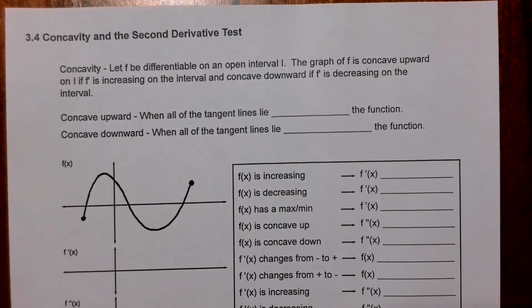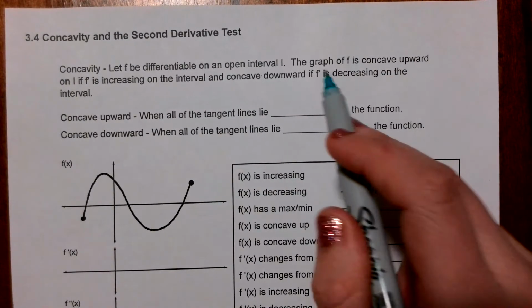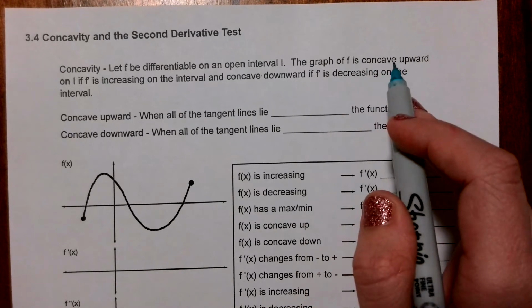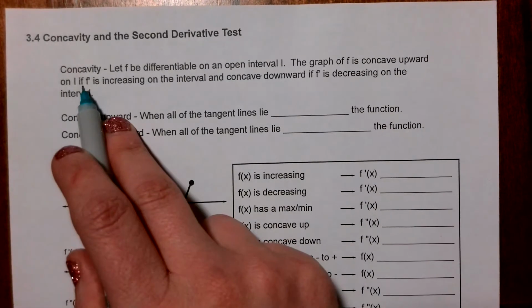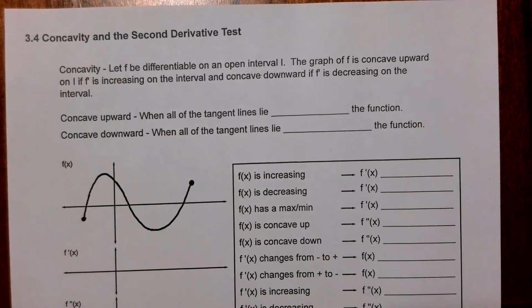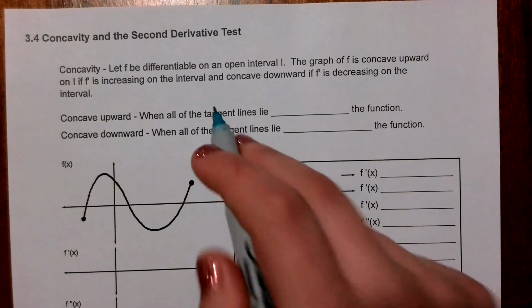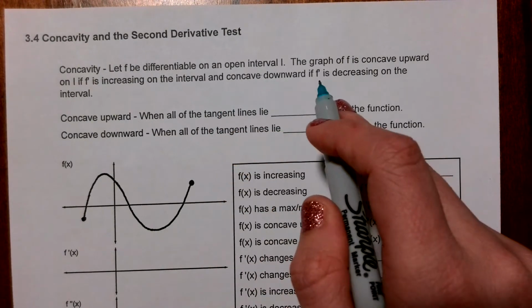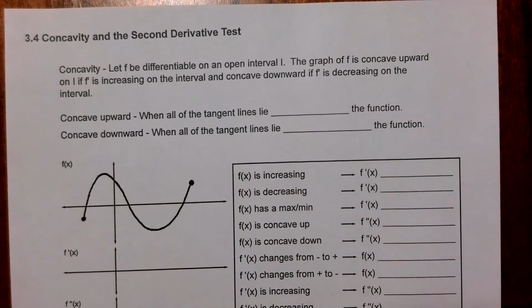But calculus-wise, we've got a couple of different ways to say that. We can say that a graph is concave upward if f prime is increasing, because that would mean that f double prime, the slope of f prime, is positive. So we'll look at how that works. And it's concave down if f prime is decreasing, which would mean f double prime is negative.